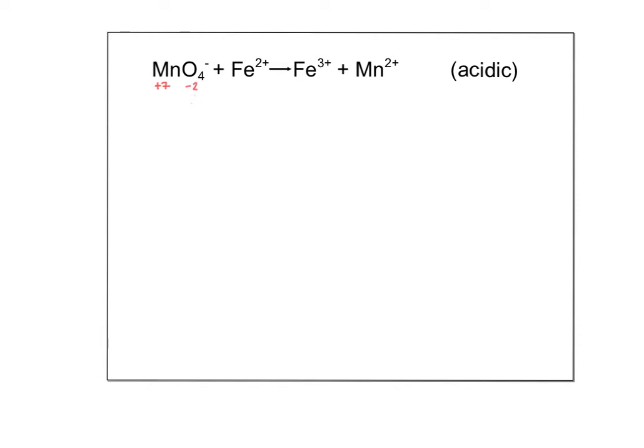All right. And then my Fe is +2. This Fe is +3. And this guy is +2. So my manganese is going from +7 to +2, which means it gained electrons, which is the reduction. And then my Fe went from +2 to +3, so that lost electrons. LEO, so that's my oxidation.